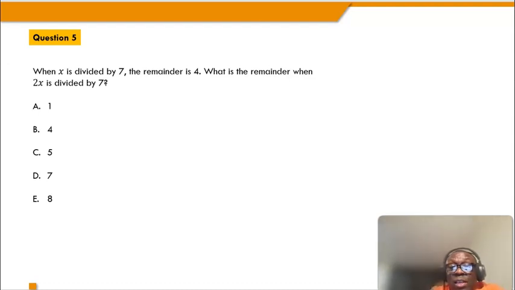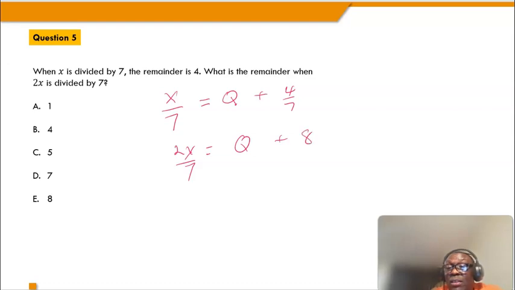Then question number 5. When x is divided by 7, the remainder is 4. You take x, you divide by 7. You will get a quotient plus 4 divided by 7. If you double x, you will get 2x. You're dividing by 7. Notice that you will get a quotient. And then because you have doubled x, the remainder definitely will be 8. But we can get another 7 from here to bring to the quotient. And so the remainder will be 1. So therefore the answer for that will be 1. And that is all you needed to do there.